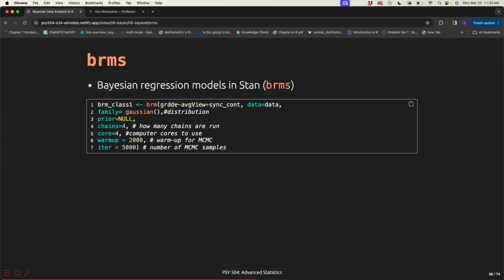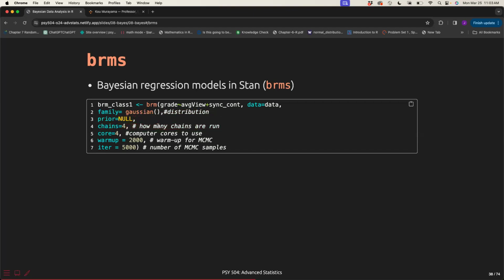So let's just go ahead and fit a regular linear regression here, where we're going to look at average viewing and then the synchronous variable, predicting grade. This is our data. The family we're going to use is a Gaussian distribution. So if we're going to do normal statistics, we usually use a Gaussian family. We change that up if we're going to do some type of generalized linear model. There's a whole host of different families that you can use. We're going to set our prior to null.